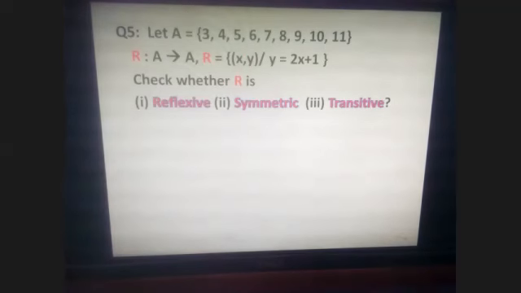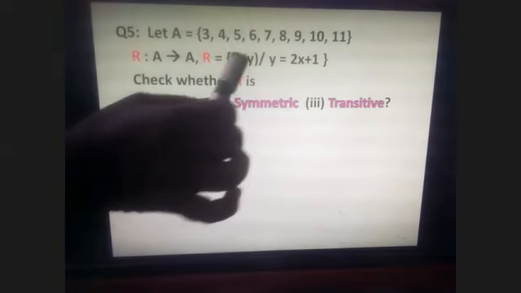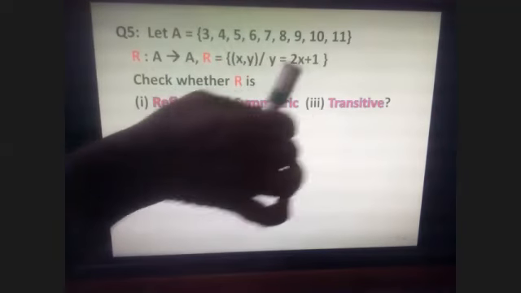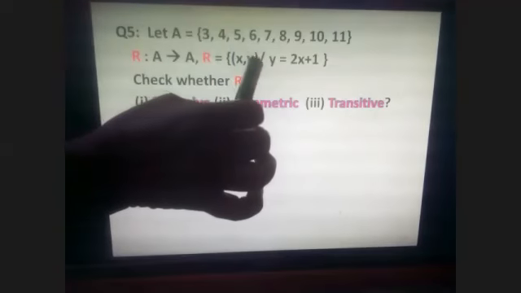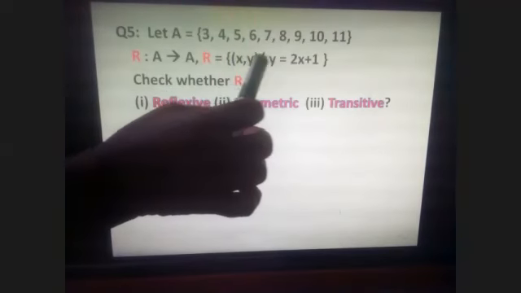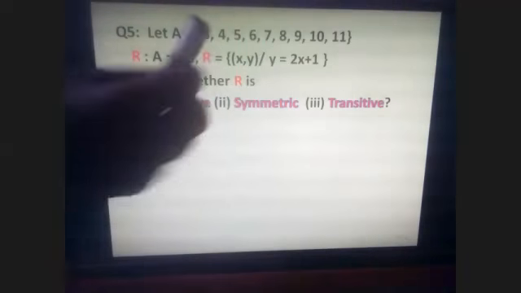Is it reflexive? Praksha, is it reflexive? Is (3, 3) a member? R is the set of (x, y) where y equals 2x plus 1. Is (3, 3) a member? When x is 3, what will be y? y cannot be 3.